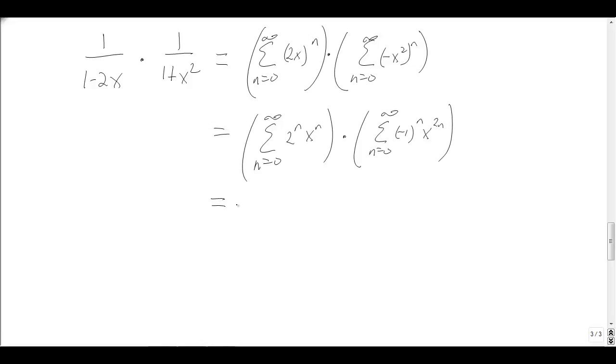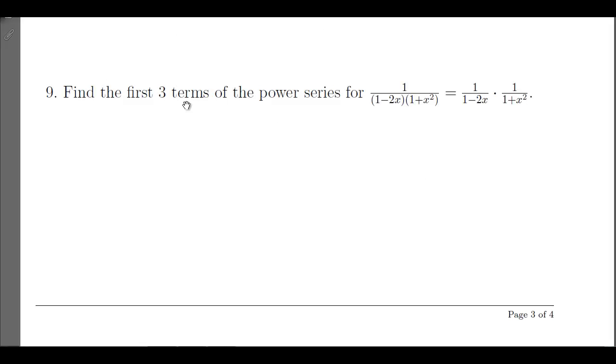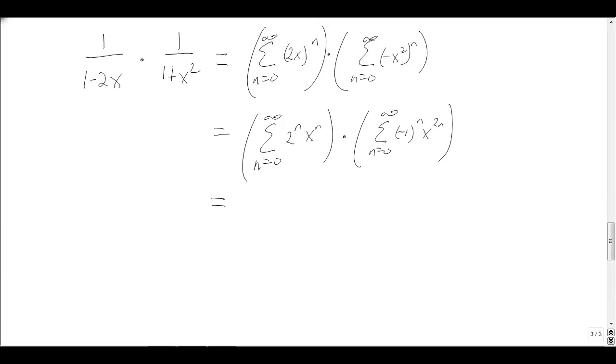Okay, and what we want here, if we go back, is the first 3 terms, presumably the first 3 non-zero terms. So what I'm going to do is just write out the first few terms of each of these. If I do n equals 0, that's going to be 1 here. n equals 1 will be plus 2x plus 4x squared plus 8x cubed plus 16x to the 4th. That's more than 3 terms here, but gives us a sense.